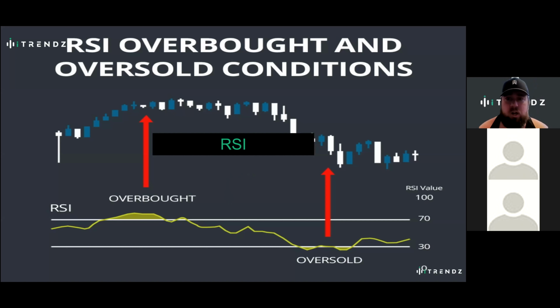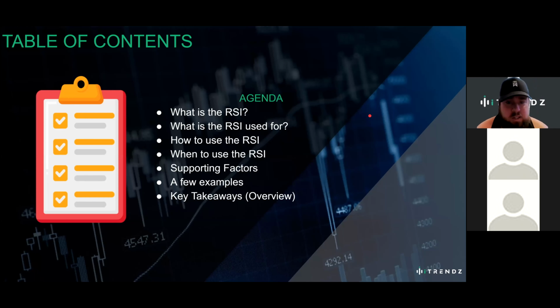With that, I'll get started going over the RSI. So on the agenda today, we're going to go over what is RSI, what it's used for, how to use it, when to use it, and some supporting factors. We're going to go over some key examples that we had throughout the week and just go through RSI in general. And then we'll pass it off to Zach to go over a little bit about divergence and how that correlates with RSI. And he'll go over the key takeaways at the very end.